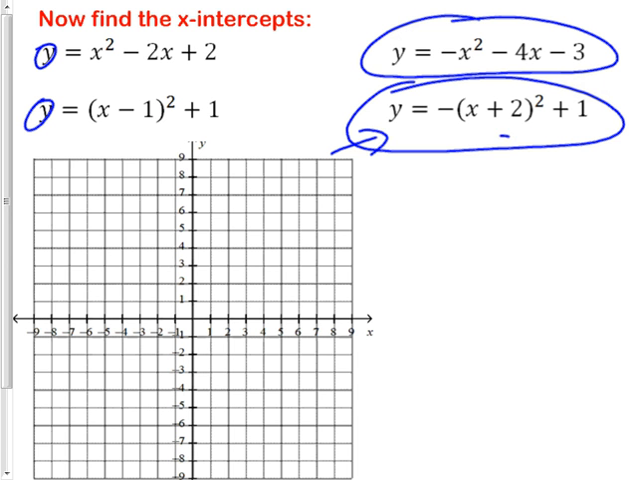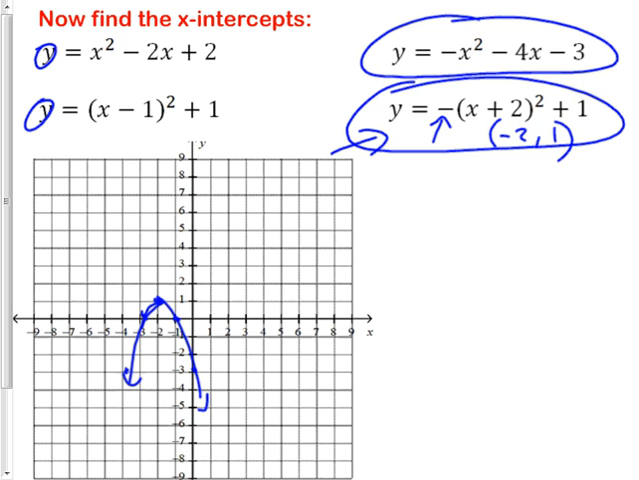The vertex is negative 2, comma 1. And now I'm going to graph that spot. Negative 2, comma 1. There it is. And then it's an upside down parabola. I know because of the negative out front. So instead of going this way, I'm going to go upside down. And over 2 and down 4. There we go. Raise your hand if you had it right.